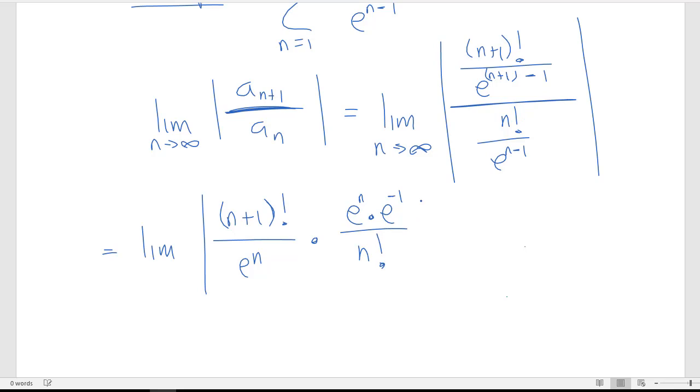Again, taking a limit as n goes to infinity. Now we notice in this case, just like in the prior example, the exponentials will cancel. So the e to the n's will cancel. And then I basically have here 1 over e. So that is constant. I'm going to pull out 1 over e. And then I'm looking at the limit of n plus 1 factorial over n factorial, limit as n goes to infinity.